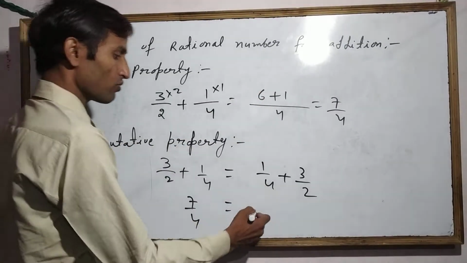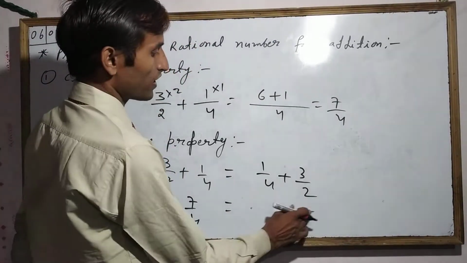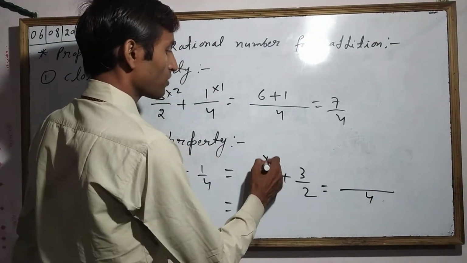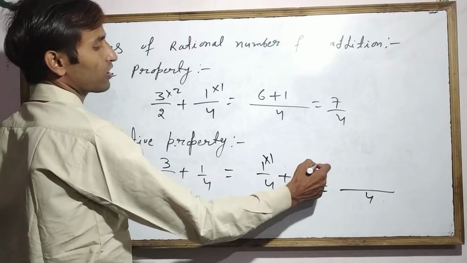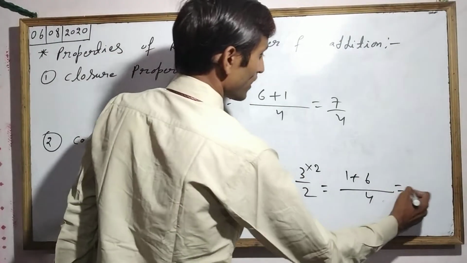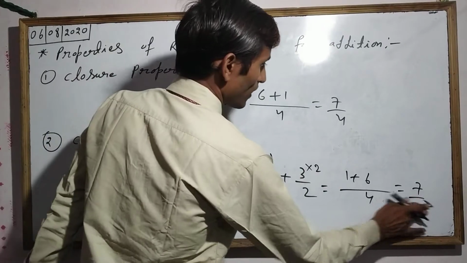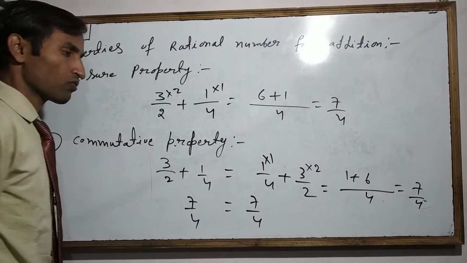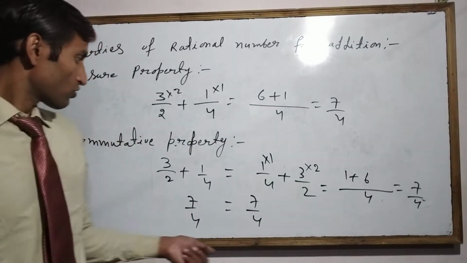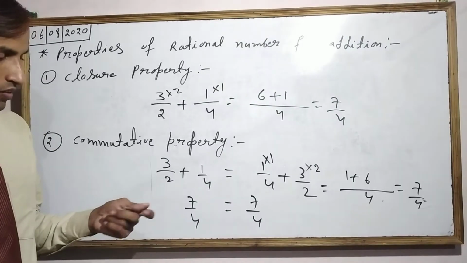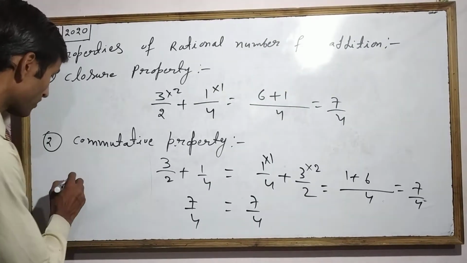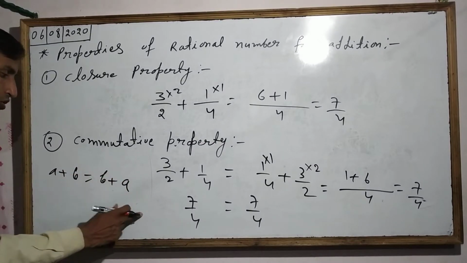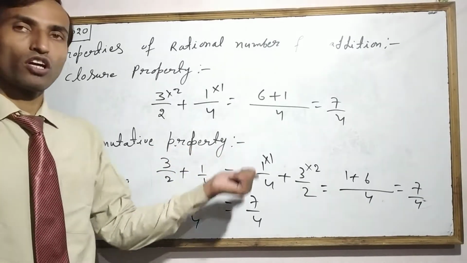Now again add here, 1 upon 4 plus 3 upon 2. We will take the LCM of 4 and 2, which is 4. Then 2 times 2 is 4, so we multiply by 2 here. So 1 plus 6 gives 7 upon 4. So here it is 7 upon 4 and this side is also 7 upon 4. The LHS is 7 upon 4 and the RHS is also 7 upon 4. So it follows the commutative property. Okay. If numbers are written like this, A plus B is equal to B plus A. Both are equal, so we can say it follows the commutative property.